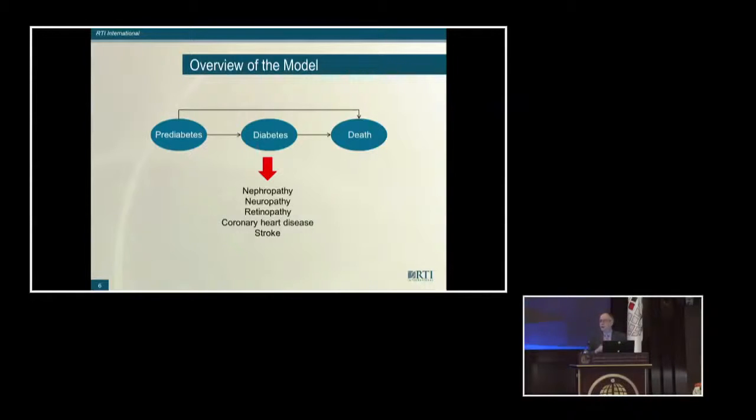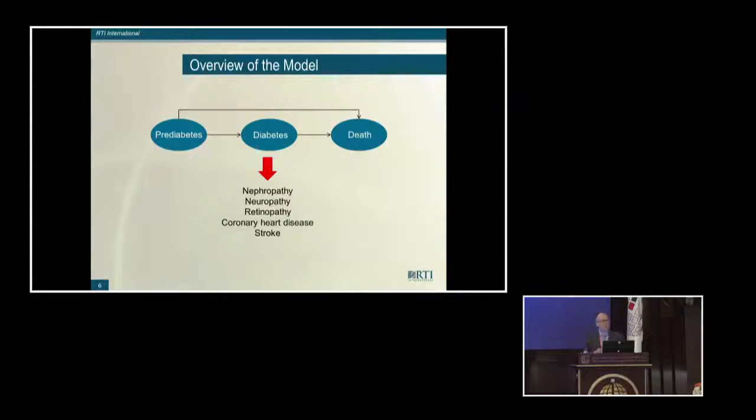Nephropathy leads to kidney disease, which in its extreme case can lead to end-stage renal disease, which can often be fatal. Neuropathy represents problems with nerves, nerve damage that can lead to foot ulcers and lower extremity amputations. Retinopathy can lead to blindness. Coronary heart disease can lead to heart attacks, and stroke can also cause fatalities.